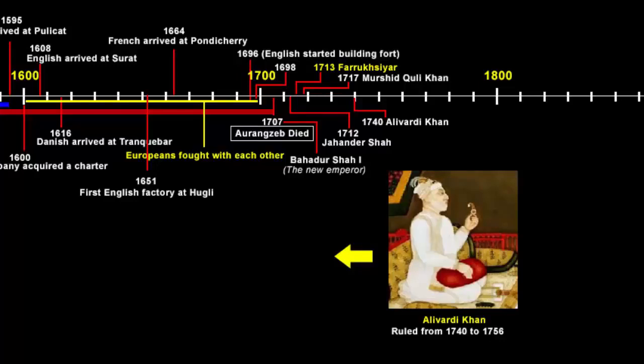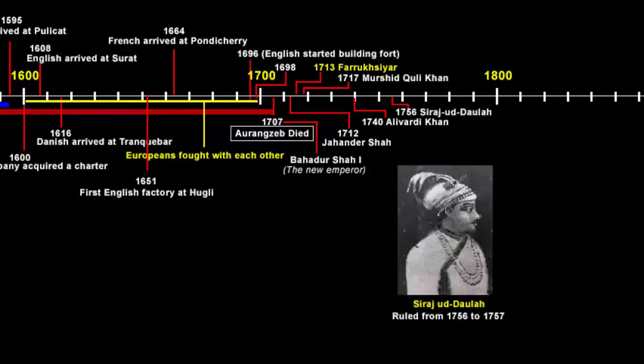Towards the end of Alivardi Khan's 16 years of power, he turned his attention to rebuilding and restoring Bengal, and that's when his focus shifted to the English company. And then even he died in 1756. The third strong ruler of Bengal was Siraj-ud-Daulah. He was the grandson of Alivardi Khan. He became the Nawab in 1756, soon after the death of Alivardi Khan, who was his maternal grandfather.